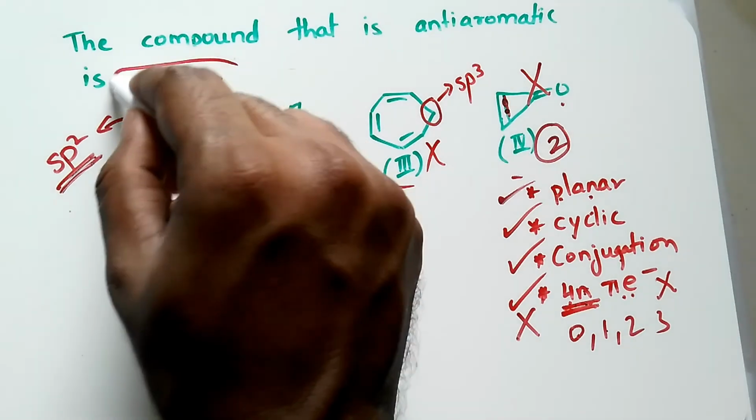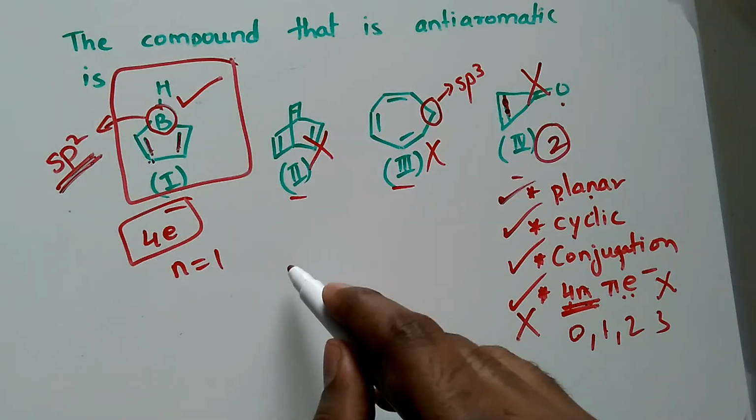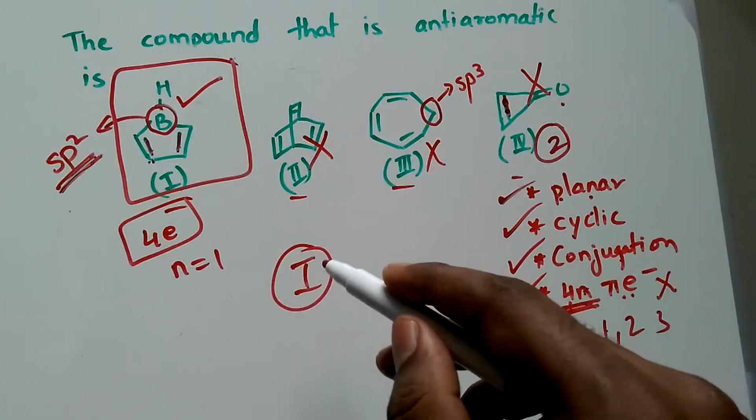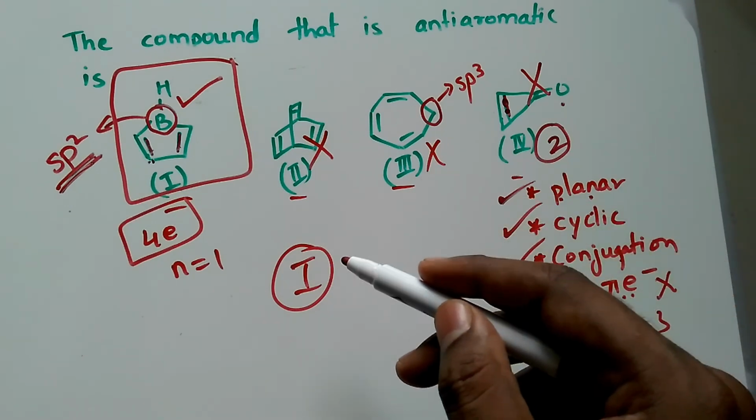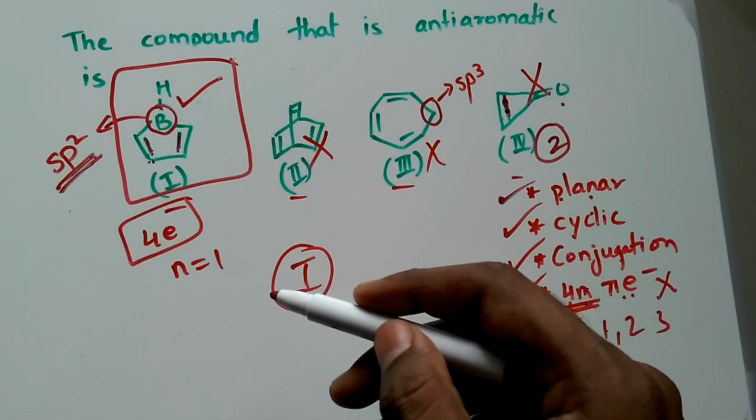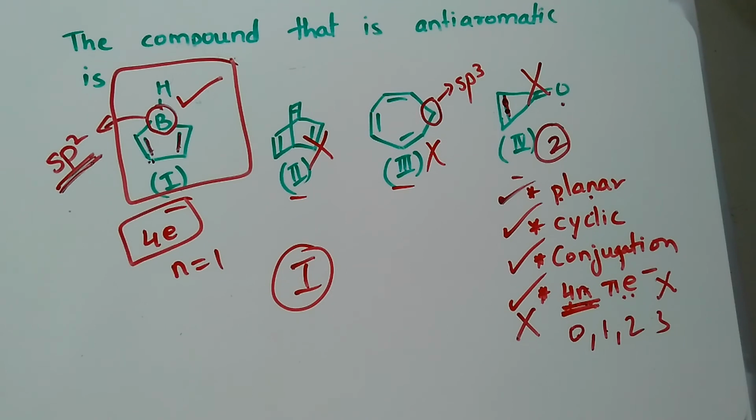So what is our answer? That is this part, 1 is the answer. This question was from CSIR NET December 2014 for 4 marks. Simple one. In the upcoming videos, I will take more aromaticity examples.